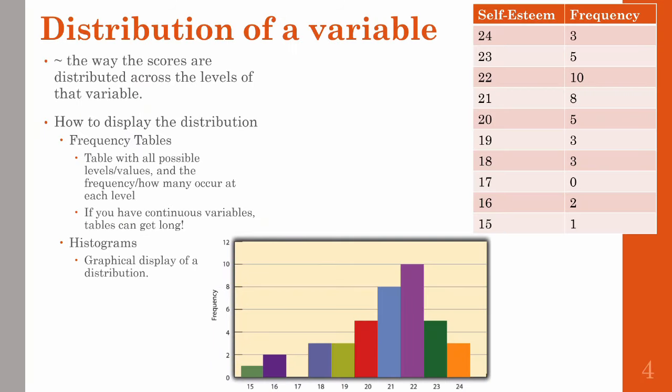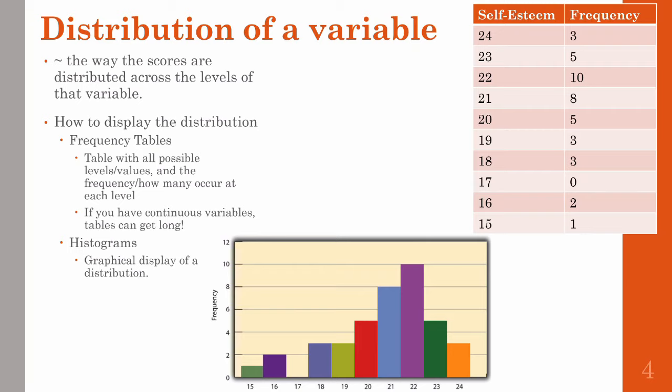Okay, so the first thing to talk about is the distribution of a variable. This is the way scores are distributed across the levels of that particular variable. So it shows you where all the responses are. You can display the distribution of a variable in a couple of ways. The first is through a frequency table, which is a table with all possible levels or values of a variable, and then the frequency, or how many times they occur at each level.